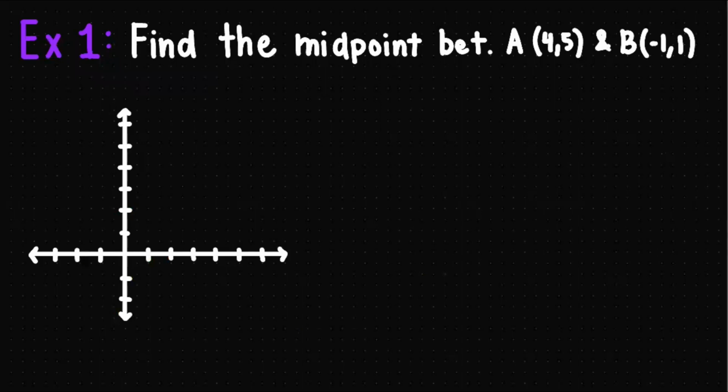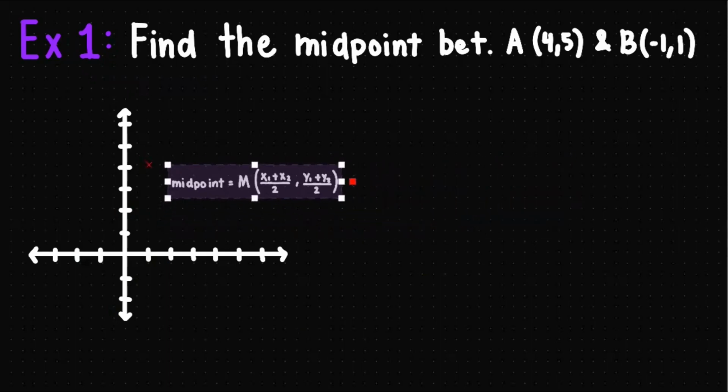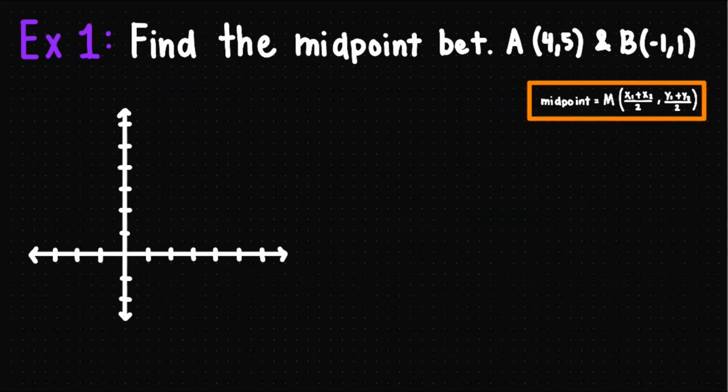Let's go on to this first example. We are tasked to find the midpoint between the point A with coordinates 4 and 5, as well as B with coordinates -1 and 1. So again, let's paste the formula out here.